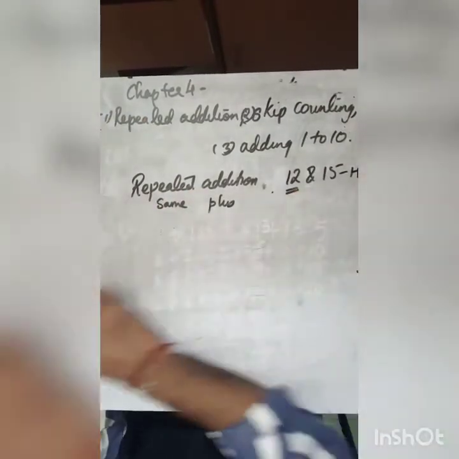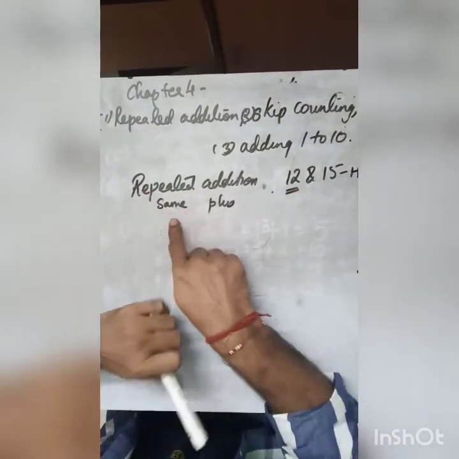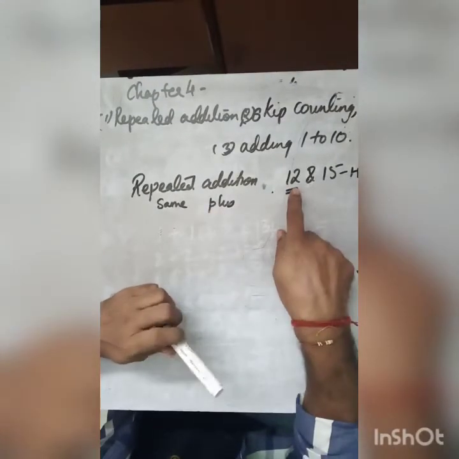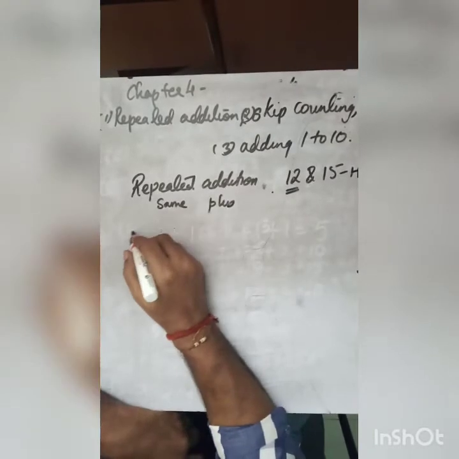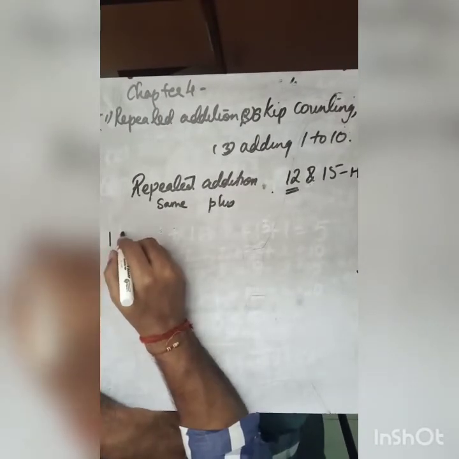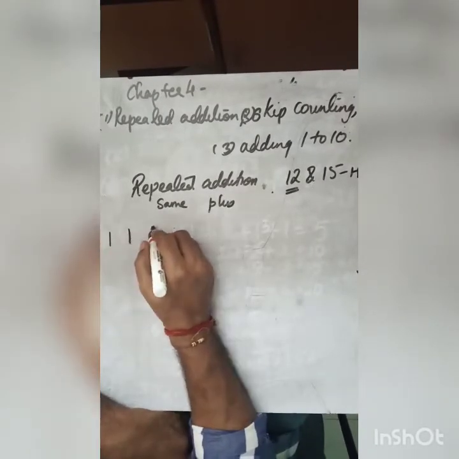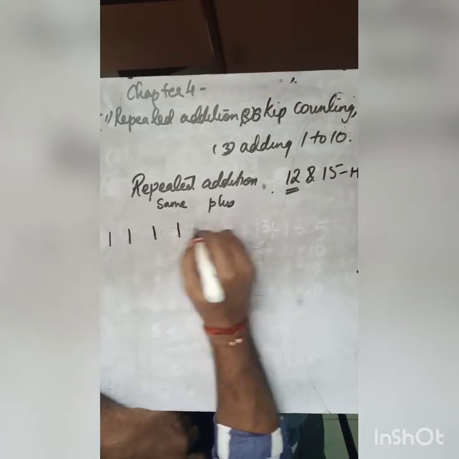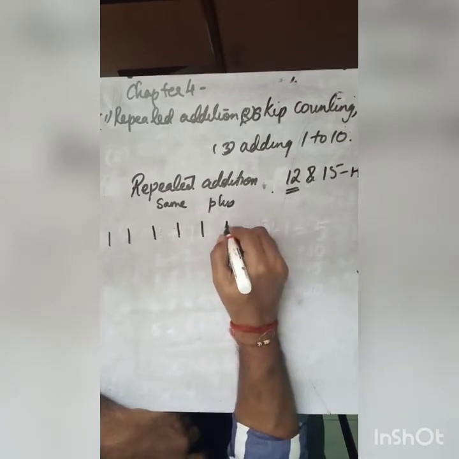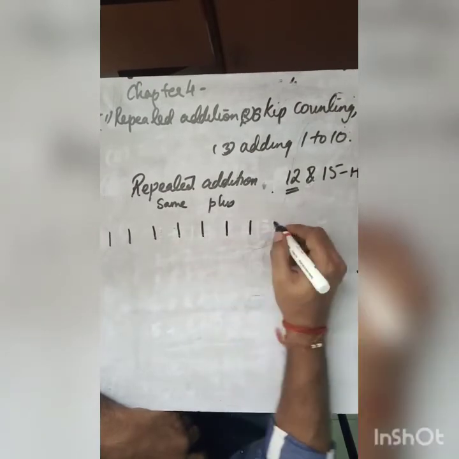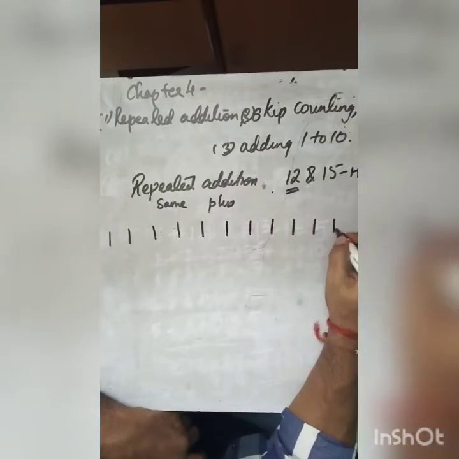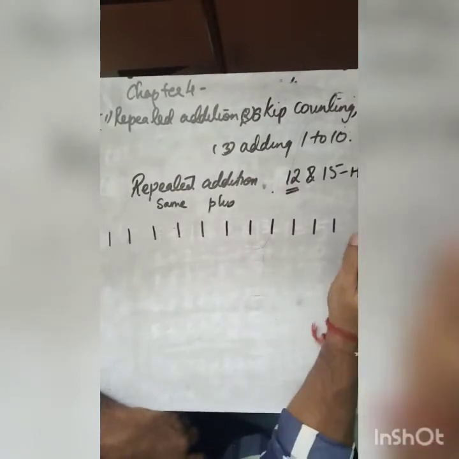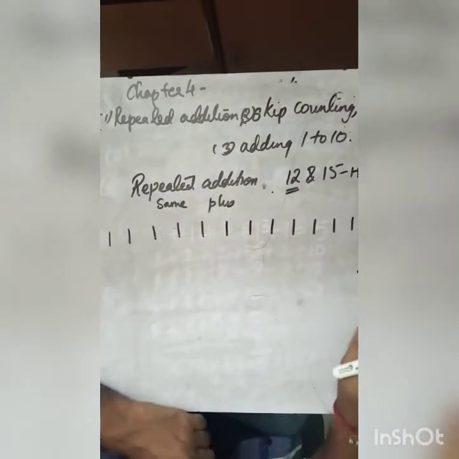So dekho, repetitive addition mein kya hai? Matlab same number plus karna hai. Kitna hona chahiye? 12 numbers after. This is 1, 2, 3, 4, 5, 6, 7, 8, 9, 10, 11, 12.